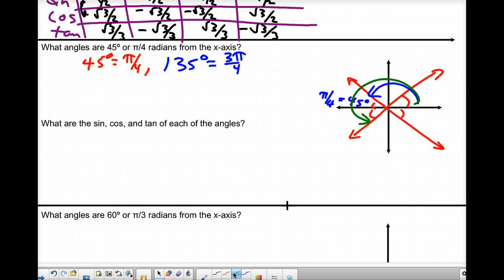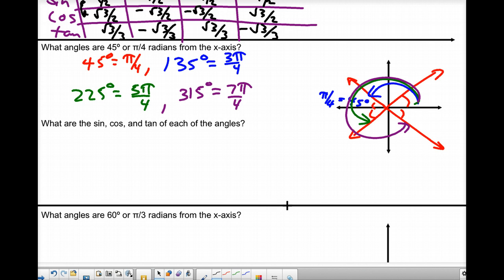This one is 45 more than 180, so that's 225. It's also a 1/4 pi more than a whole pi. So that's 1 1/4, and 1 1/4 is 5/4. So that's 5 pi over 4. Last one, that's 45 short of 360. 360 minus 45 is 315. It's also a 1/4 short of 2 full pies. If I take 2 pies and I subtract a 1/4 of a pie, I have 1 3/4. Now 1 3/4 is 7/4, 7 pi over 4.